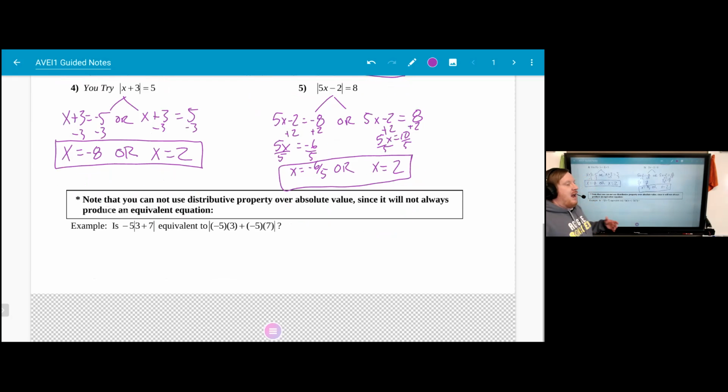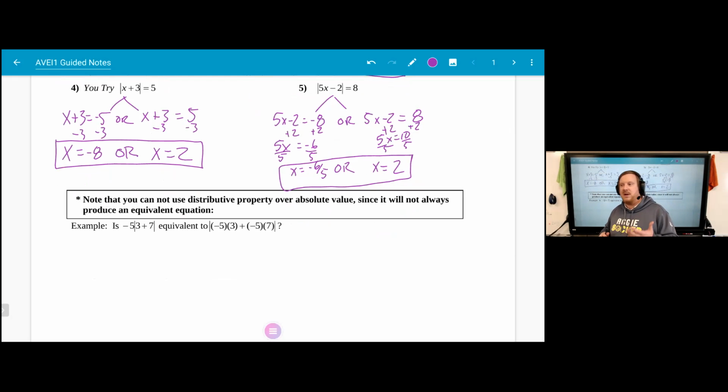Here's something. In the last target, CFR 3 and 4, when we were talking about the graphing stuff, we said treat it kind of like parentheses. And this is where the "kind of like" comes in, because they're not exactly parentheses. You cannot distribute through an absolute value sign. So let's check this, okay? Is -5 times 3 plus 7 equivalent to the absolute value of -5 times 3 plus -5 times 7? In other words, if I would have distributed through.